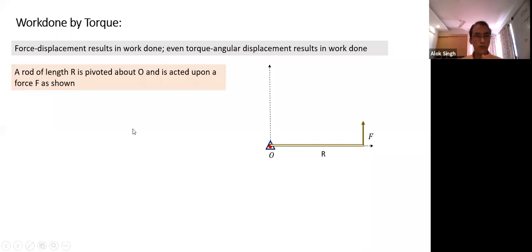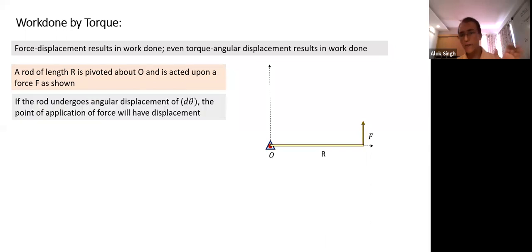Let's see what we can do here. A rod of length R is pivoted about O. It is acted upon by a force F as shown. What happens? The rod will not undergo linear displacement; it will undergo angular displacement. Let's assume it undergoes angular displacement d theta. Anti-clockwise we take as positive, clockwise as negative, so we are talking about positive displacement. The rod has been displaced by a small angle d theta. When the rod undergoes displacement d theta, will force F do any work? What is the work done by force F here?